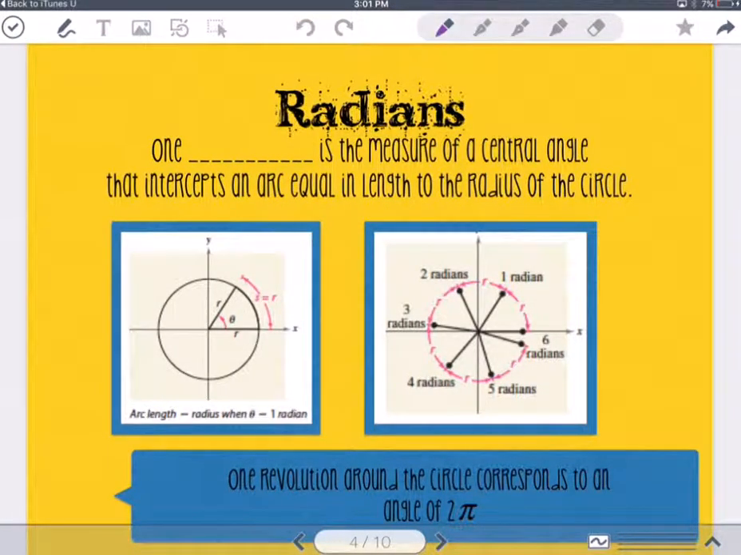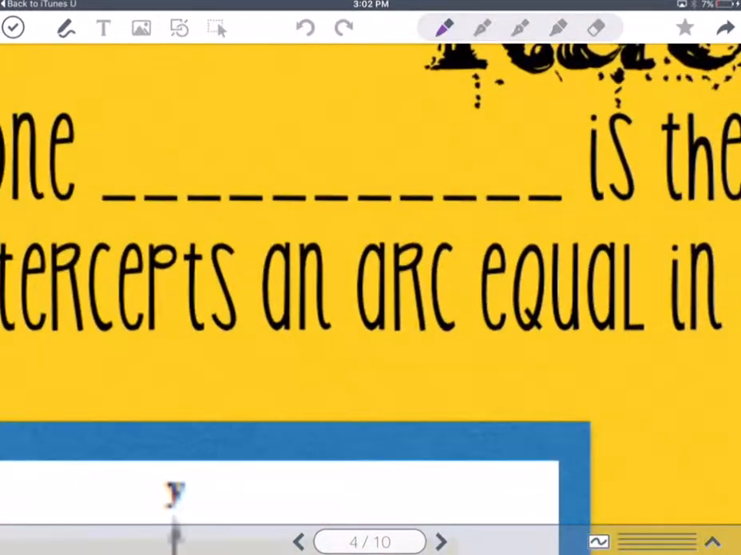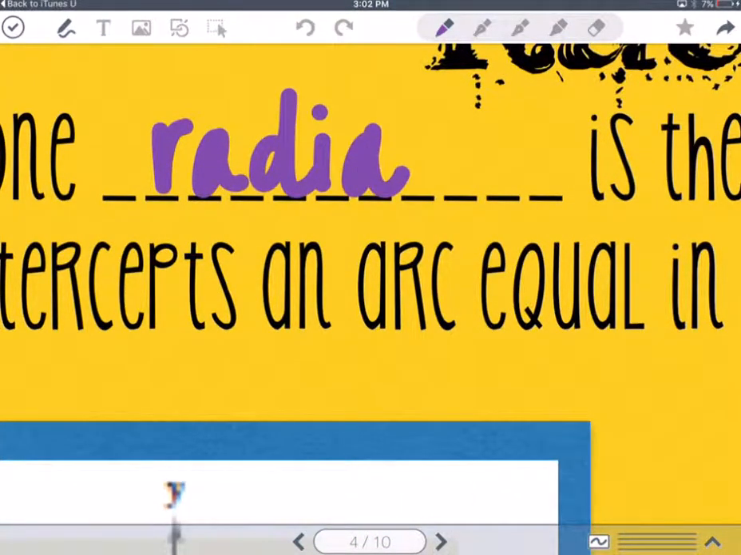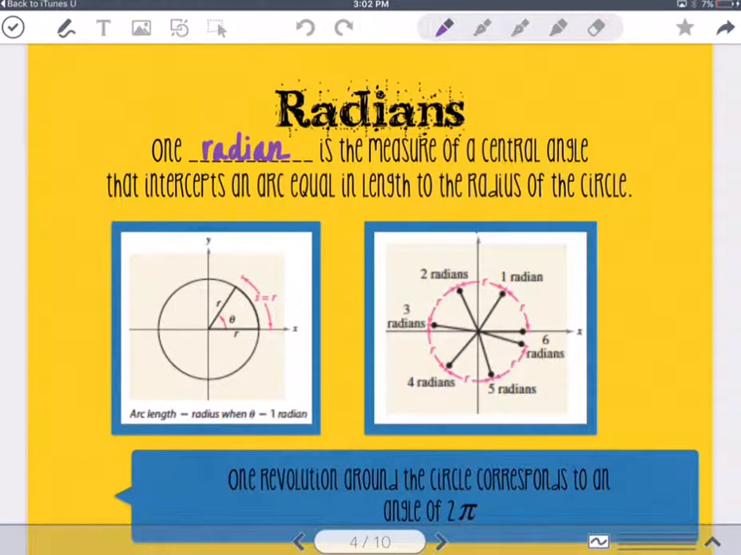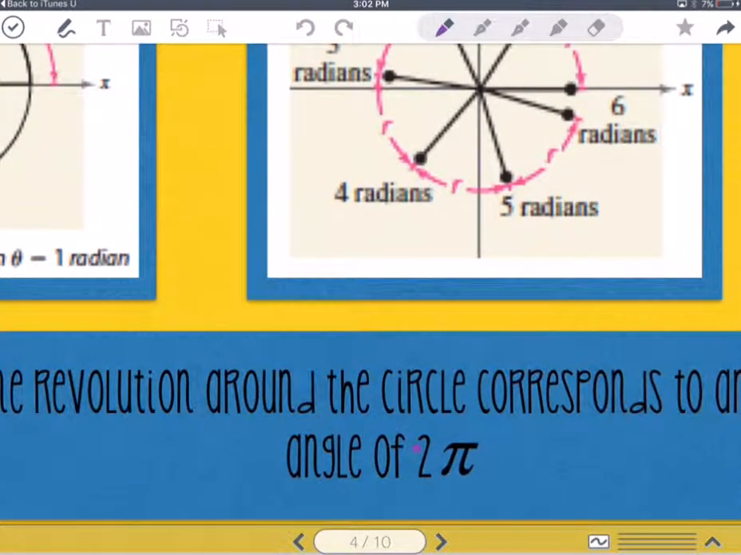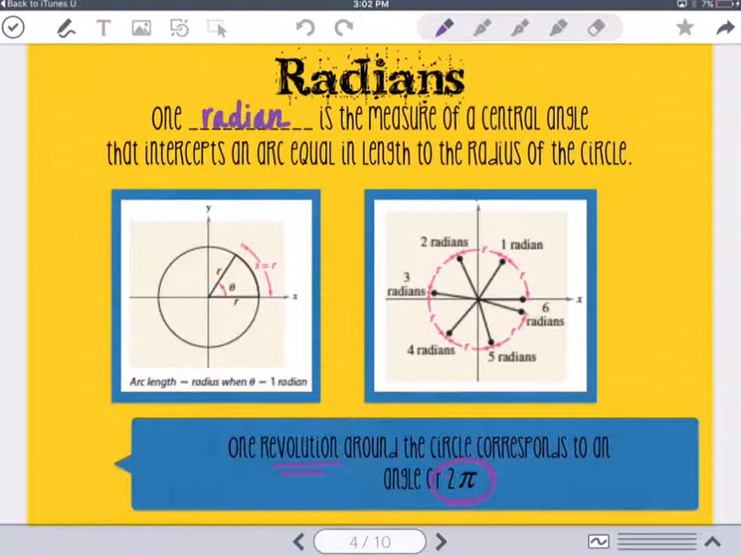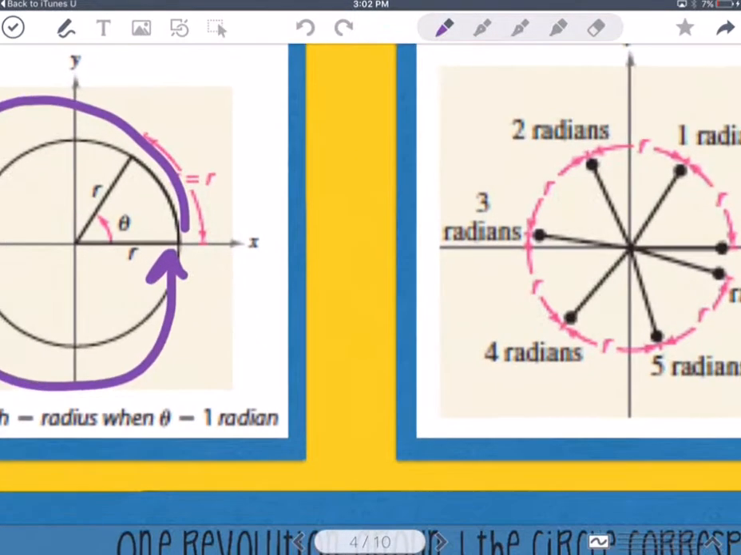Alright, so radians. 1 radian is the measure of a central angle that intercepts an arc equal in length to the radius of the circle. Basically what that's saying is that a radian is just a unit of measure. The important thing that I want you to get out of this is that one rotation or one revolution around the circle is 2 pi. So if I go all the way around the circle, that's going to be equal to 2 pi. Alright?